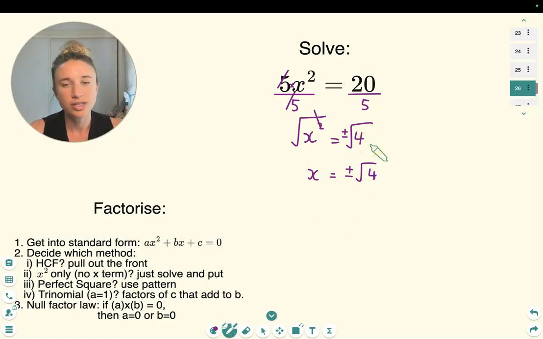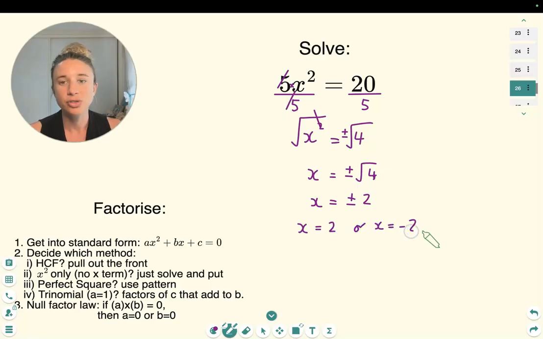And I will show you why soon. And then you look, okay, what is the square root of 4? The square root of 4 is 2. So if you want to split it off into its solutions, x equals 2 or x equals negative 2. And can you see that the square root of 4 has a positive and negative solution? Because 2 times 2 is 4, and negative 2 times negative 2, a negative times a negative is a positive.